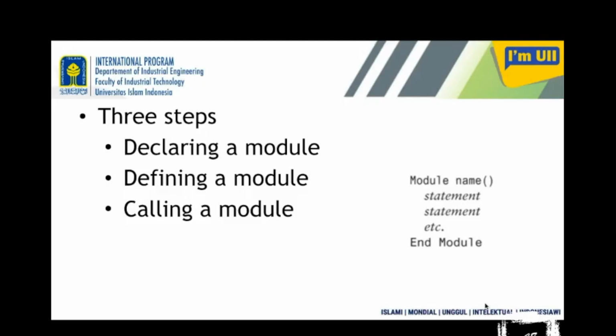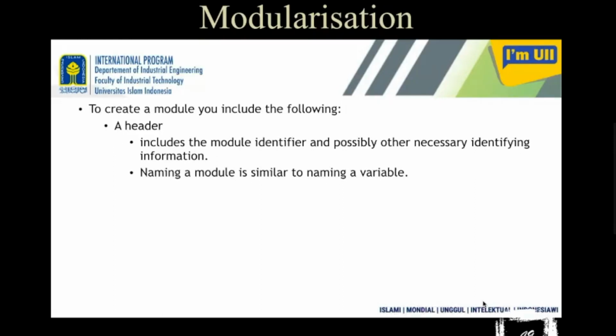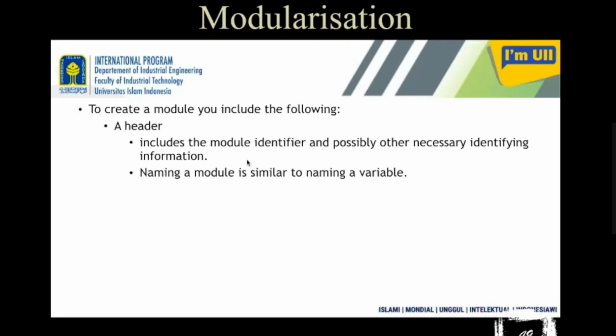Like, for example, assigning a value to a variable, you call it the assignment operator, right? Similarly, calling a module from one module to another is called calling a module. And to create a module, you must have a header. The header includes the module identifier and possibly other necessary identifying information, like the types of the variables it accepts and the type of the variable it returns, depending on the programming language. Actually, this header depends. Naming a module is similar to naming a variable.